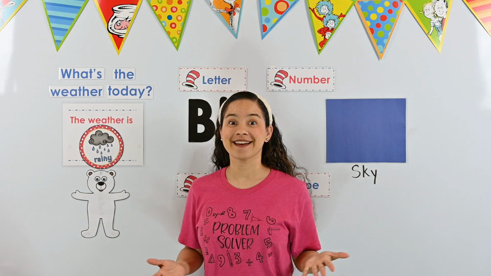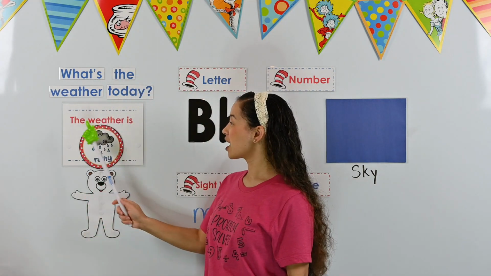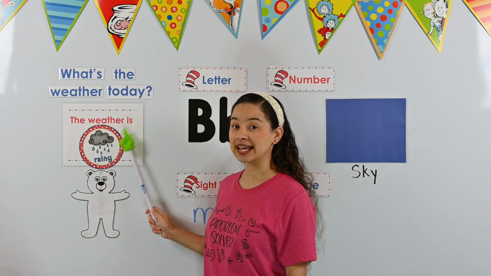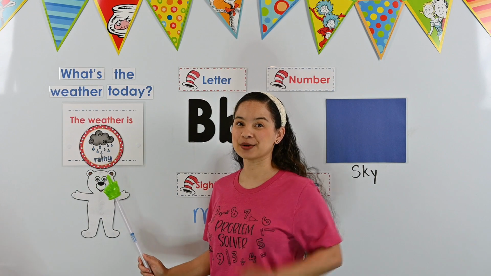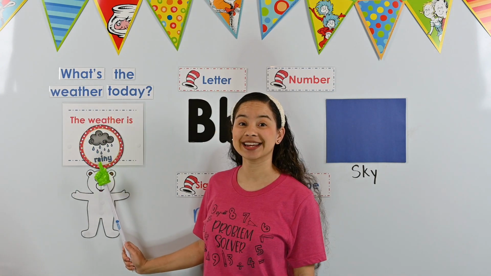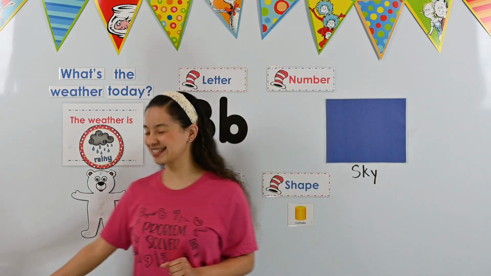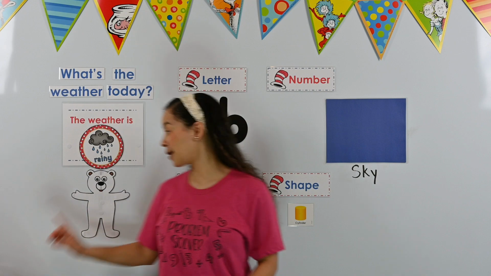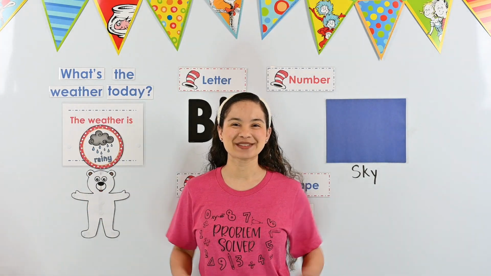Perfect. Okay, help me read today's weather sentence. Ready? The weather is rainy. Good. Let's read it one more time. The weather is rainy. Excellent work! You read today's sentence. Now it's time to get Perry the polar bear dressed for a rainy day.